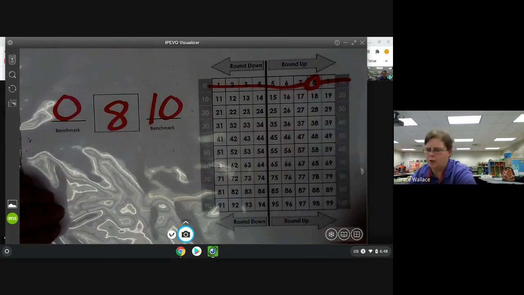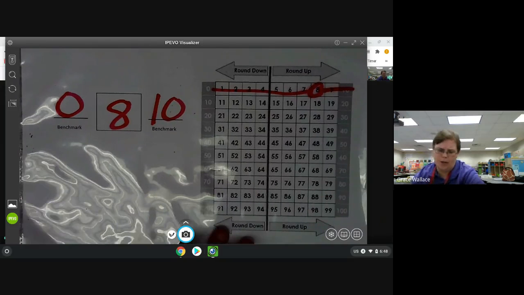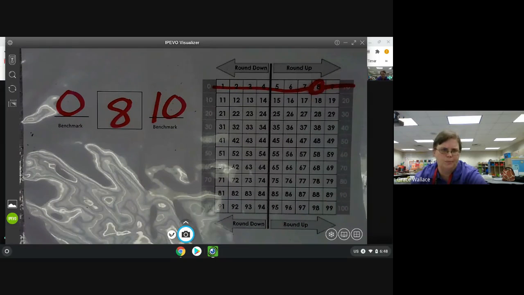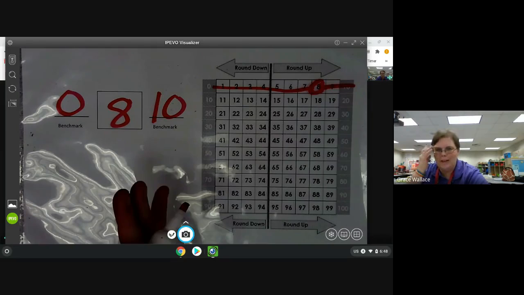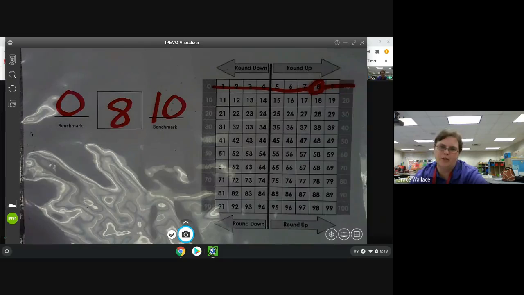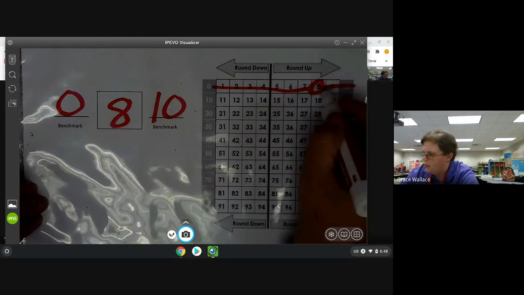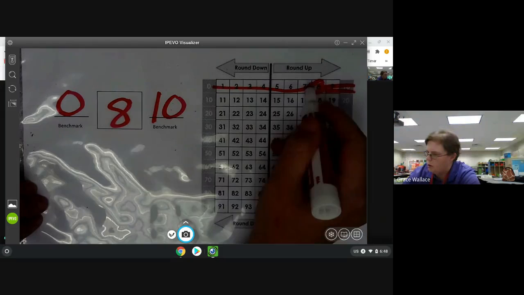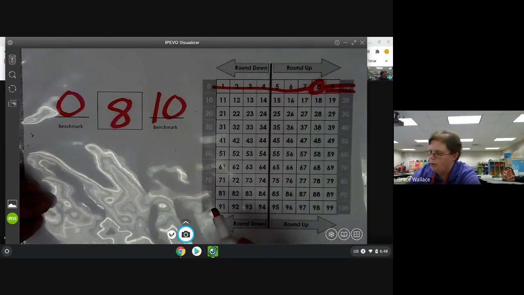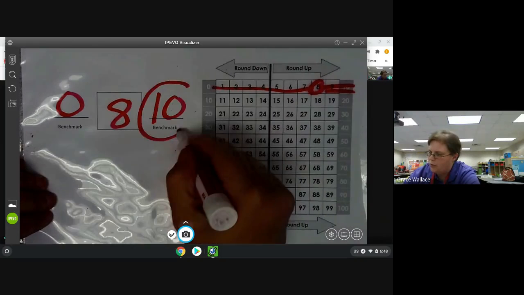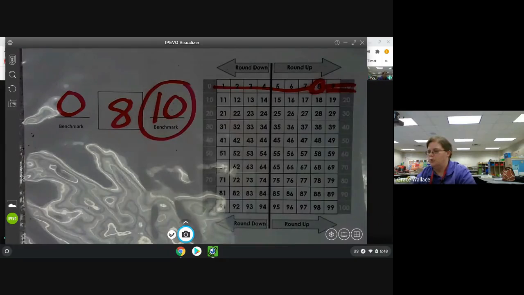Really simple. I don't have to learn any tricks. You might see rounding roller coasters, rounding rainbows. We don't have to learn any tricks. We just look at the work, think about it. What's my most reasonable answer? And that's what I round to. So I have 8. I go, oh, I'm only 2 away from 10, or I have to go all the way over here. So the one it rounds to is 10. That's the one it's closest to.